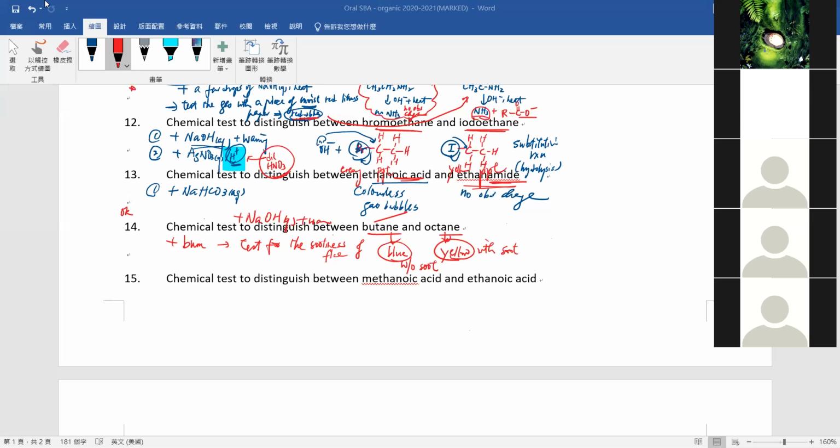As the alkane has a higher C to H ratio, the flame will be more sooty. Which alkane? Both are alkane. Octane will have a more sooty flame than butane. Now octane will have a higher carbon content or higher carbon to hydrogen ratio.